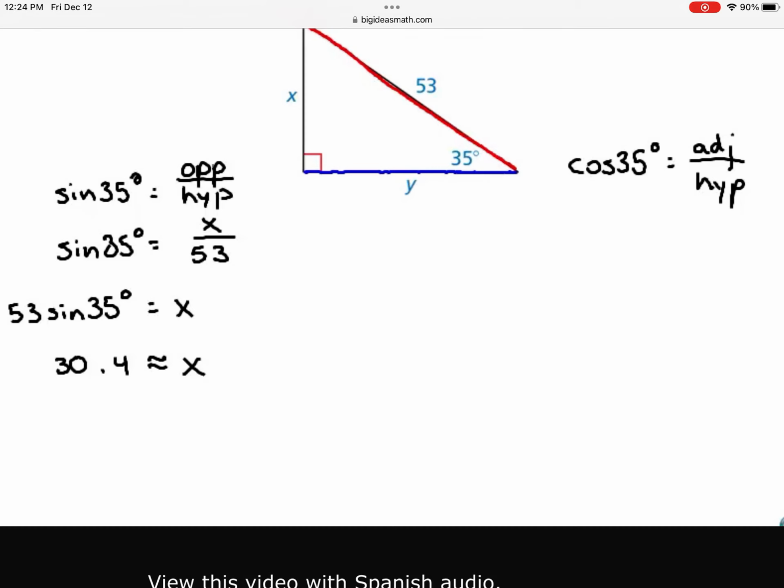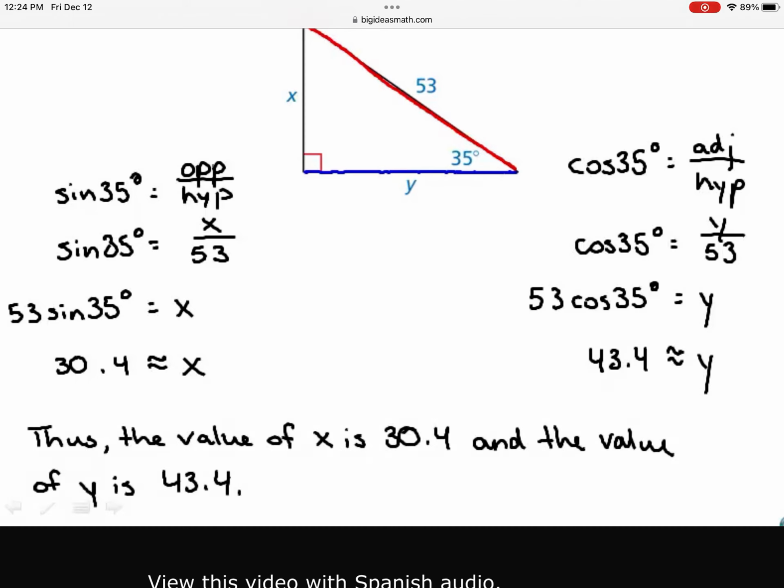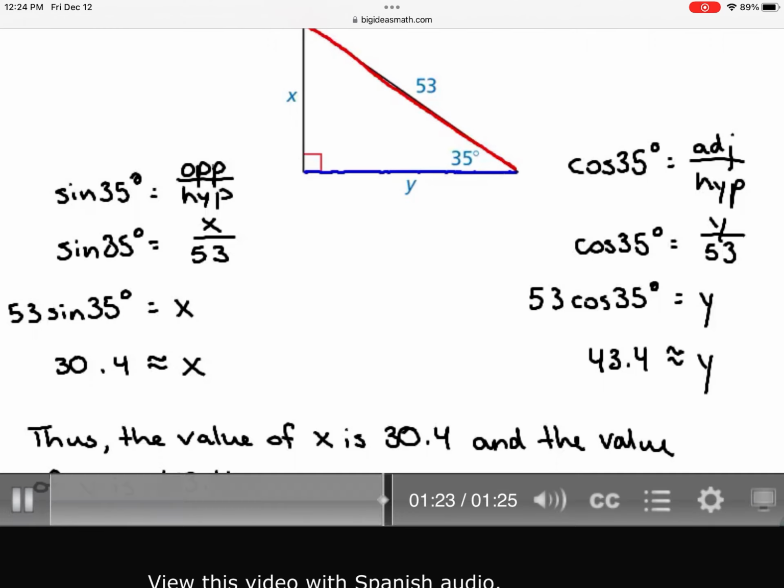So substituting in the given information gives the cosine of 35 degrees equals y divided by 53. Then multiplying by 53 on each side gives 53 times the cosine of 35 degrees equals y. Using a calculator to solve gives that 43 and 4/10 is about y. Thus, the value of x is 30 and 4/10, and the value of y is 43 and 4/10.